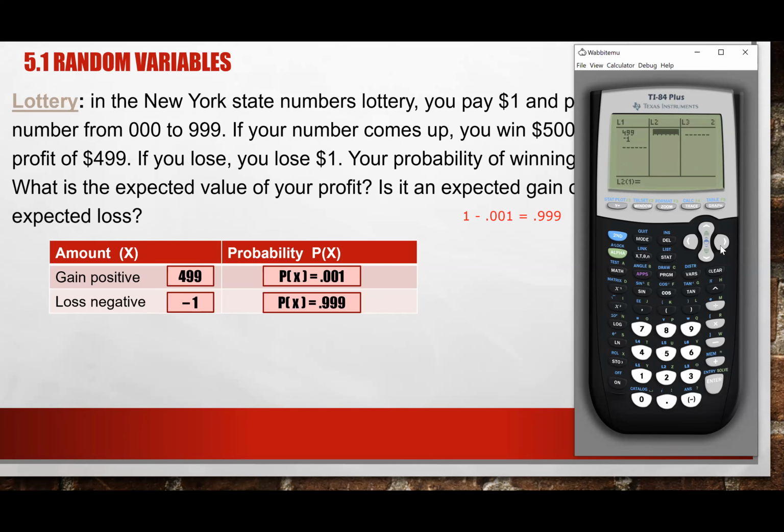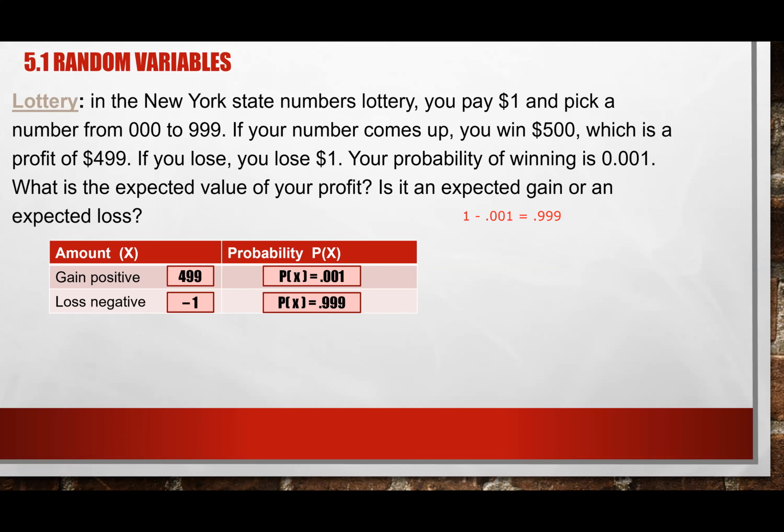499, negative 1, and again, the probability 0.001, and the probability of the other one is 0.999. So if we have this, as you can see, my 0.499, negative 1, 0.001, and 0.999. And once you have that, as you can see, the calculation is easy. Once you have the L1 and L2, which is your X value, and then the probability, you press enter, you calculate them, and everybody see that my X bar, my mean, is negative 0.5.